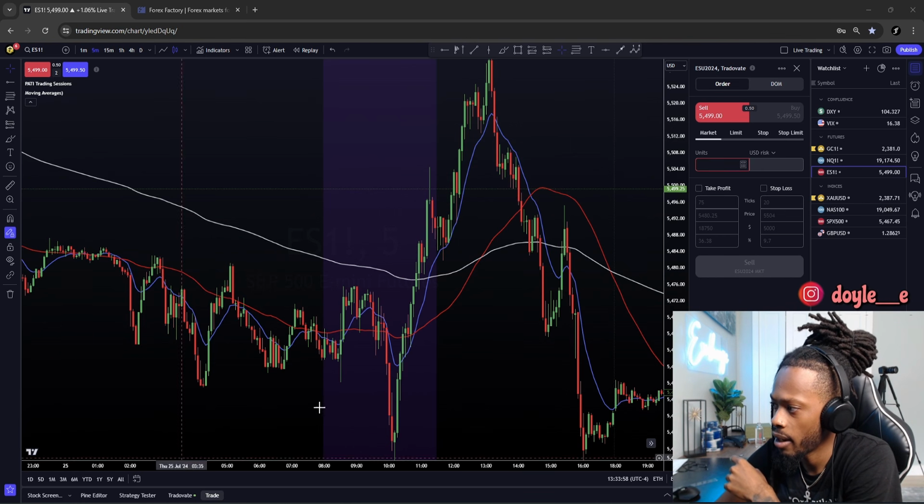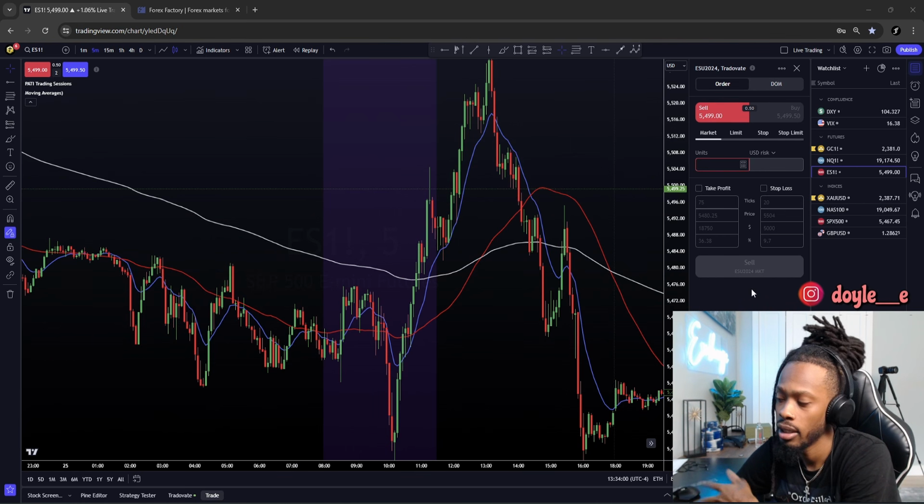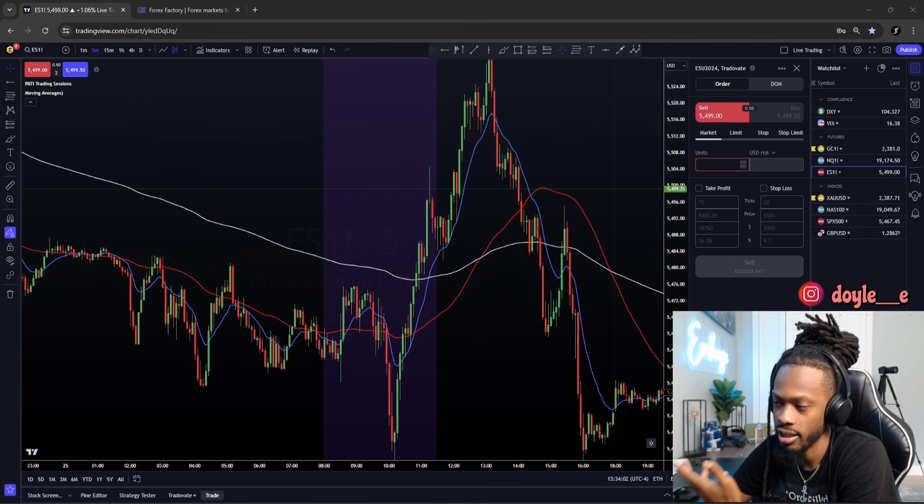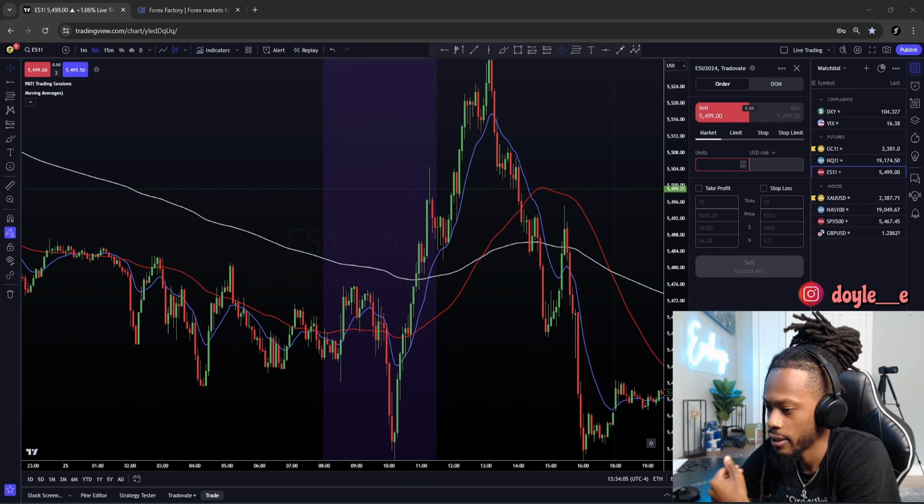Now, on the right-hand side right here, you can see that they will calculate it for you. But the purpose of this video is just to understand the tick and the point system in the first place.